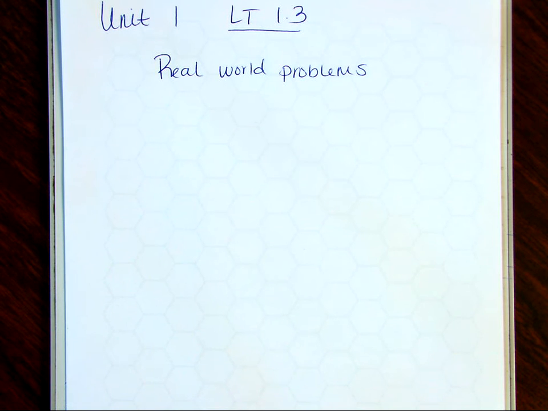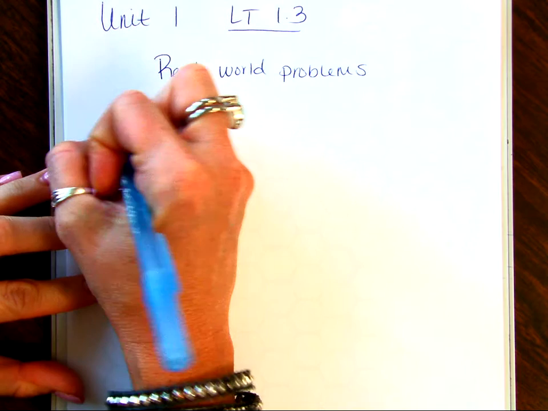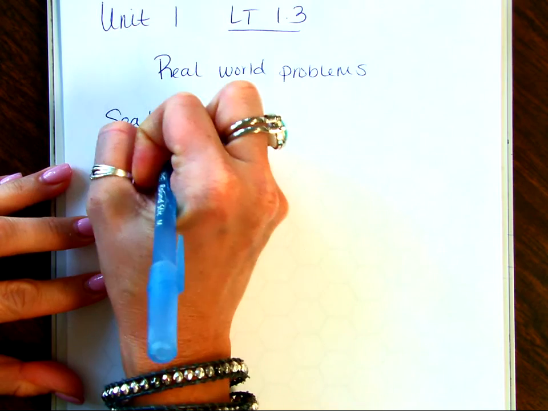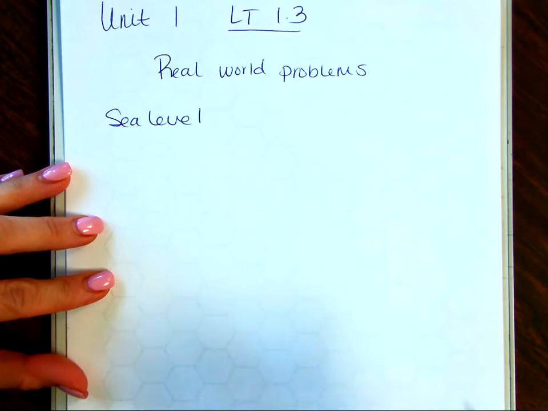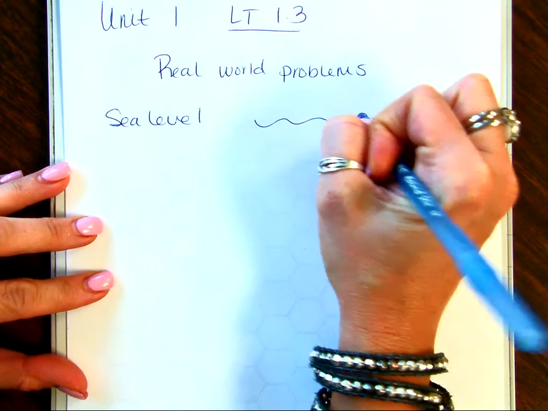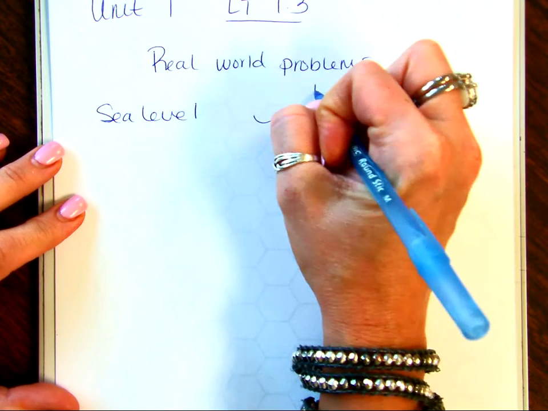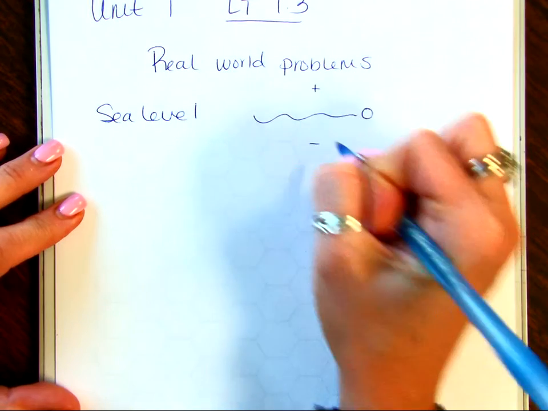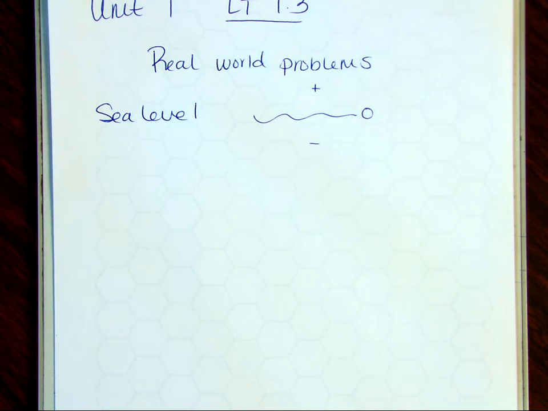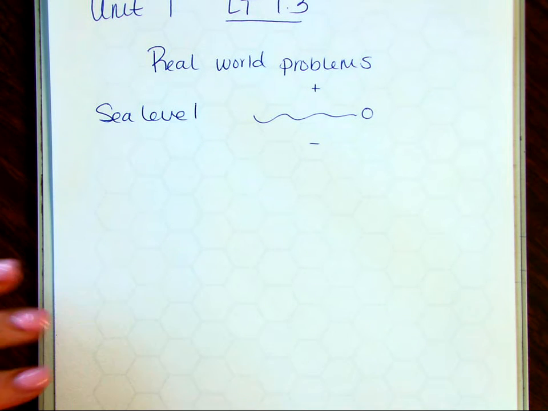So if we start out with integers, one of the most common examples that comes to mind is sea level, right? Okay, so we know that sea level represents the integer, or the whole number, 0, and anything above that would be represented with a positive and anything below that is negative. So I'm going to give you some examples dealing with these real world problems here.